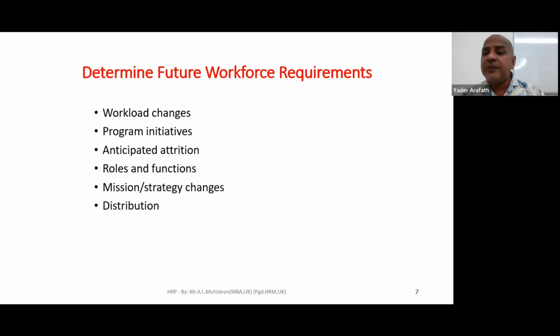And anticipated attrition, if there is anything anticipated, that kind of thing has to be considered. The role and function, if anything is changed, added, or removed, should be considered. And the mission and strategy, if there are any changes, have to be considered. And the distribution of manpower. These are the areas we consider when we plan for the future. These workforce requirements should be fulfilled when determining the future workforce.